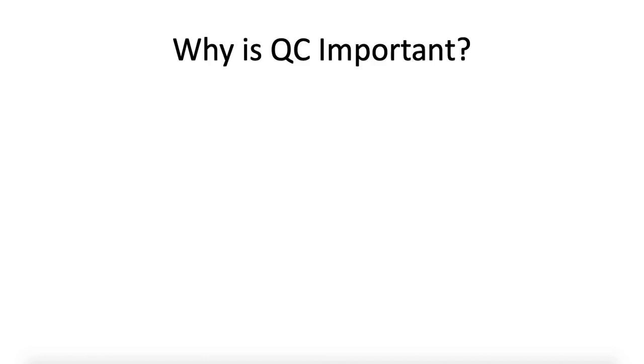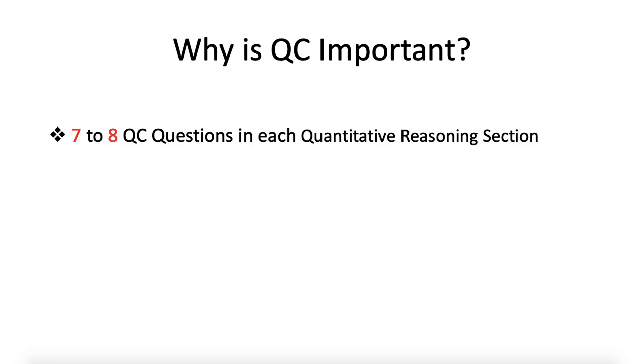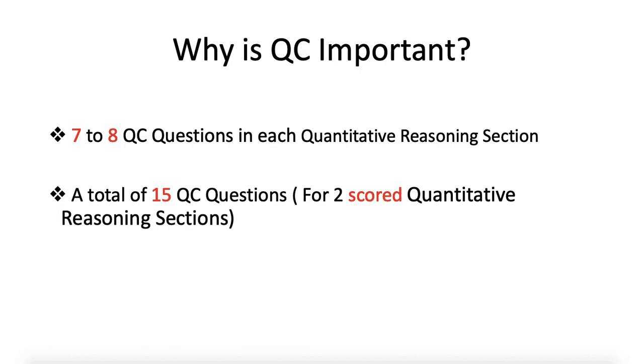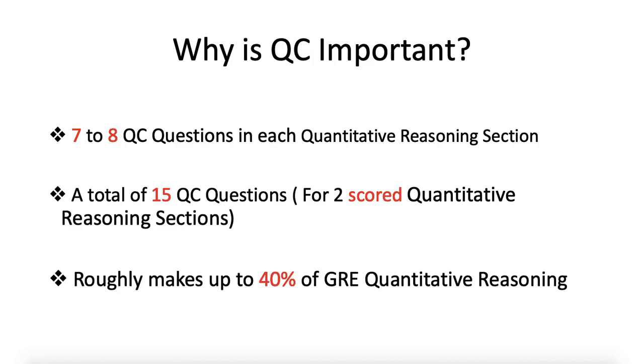The next thing is why quantity comparison questions are very important. The reason is that in each quantitative reasoning section there are around 7 to 8 comparison questions, and sometimes maybe 9. Overall these make up around 15 questions of the scored GRE quantitative reasoning, roughly 40% of it. And we are only considering scored quantitative reasoning sections, as there is an unscored experimental section as well.